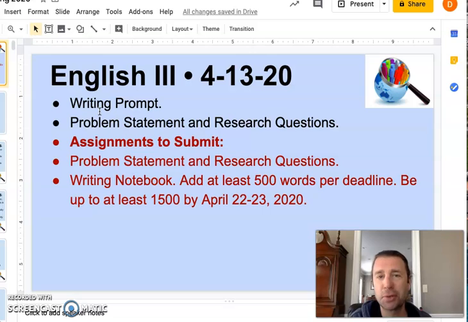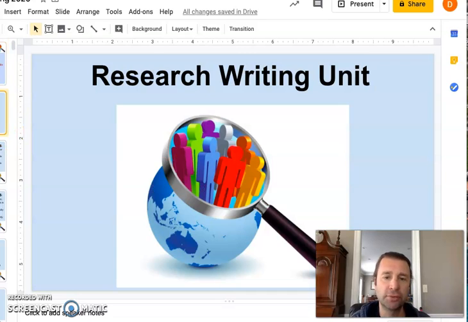The agenda today is going to involve a writing prompt, and then the next step in the research writing assignment is a problem statement and research questions. And it's going to look a little bit like what you did last time. We're just taking it one step farther here. First, let me back up for just a second, get clear on the big picture here.